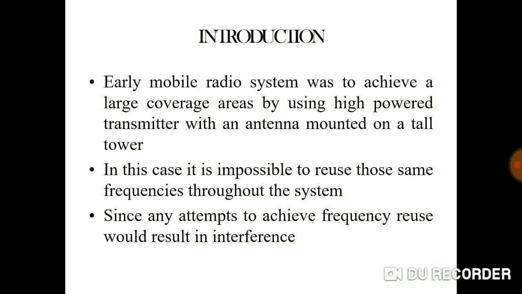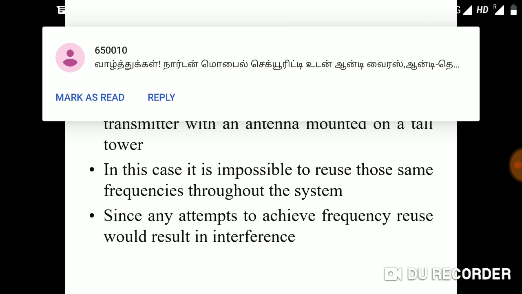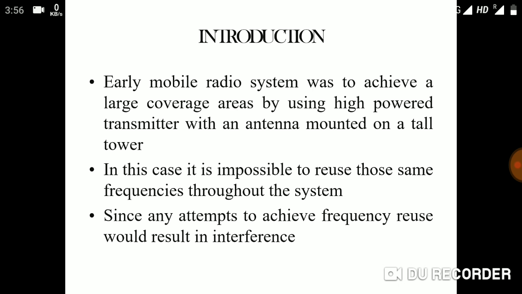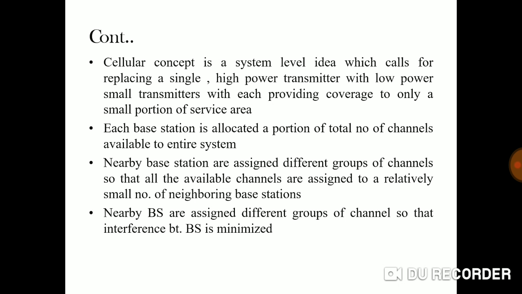In the early stages, a large coverage area could not be achieved with a low power transmitter. Instead, we had to mount a tall tower which uses a high power transmitter, which causes large power consumption. So it is impossible to reuse parameters such as frequency, sectorizing, etc. In order to overcome all those problems, we are going for the cellular concept.